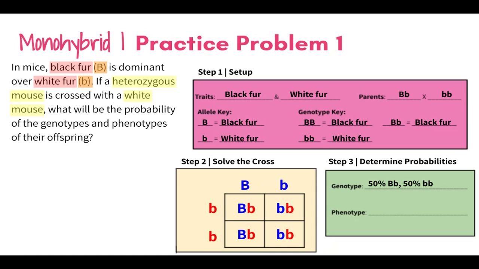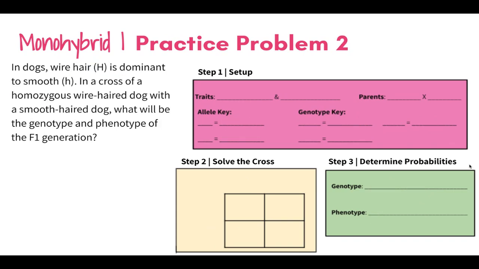So that transfers into a phenotypic probability. So phenotypic means the physical trait you express. So 50% of them, if we look at that big B, little b combination, we go back to our genotype key, that's black fur, versus our homozygous recessive individual is going to result in our recessive trait, which is white fur. So when we write that as a phenotype, we're saying their offspring, by chance, they have a 50% chance of having black fur or a 50% chance of having white fur. So that was our first problem.